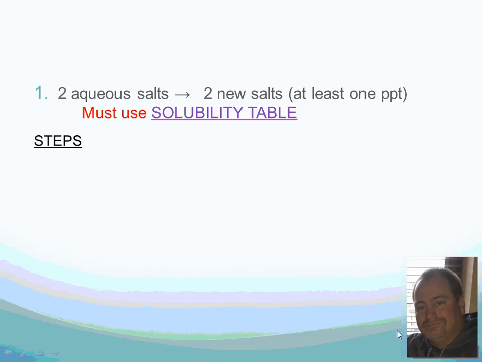If we have two aqueous salts, we can form two new salts if at least one of the salts is a PPT, a precipitate. What's a precipitate? When these two aqueous salts are mixed, one of the products has to form a solid, and eventually that solid will settle down to the bottom. So the precipitate is the solid that is formed when we're mixing together two liquids. Now it says you must use the solubility table.